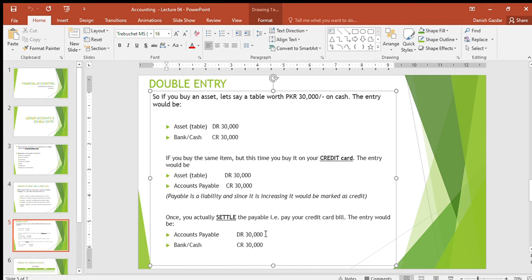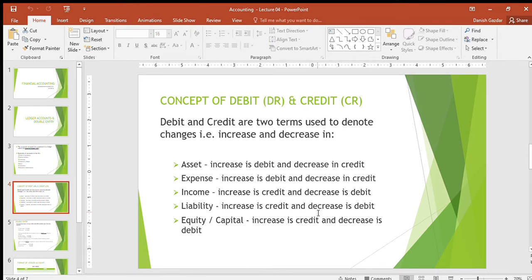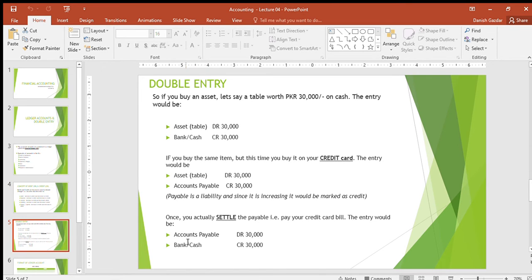Now once you actually settle the payable, that is pay the credit card bill, the entry would be accounts payable debit. Why? Because the liability is decreasing, and we studied that whenever the liability decreases, it is debit. And bank cash would be credited, because eventually you have to give the actual money at that time, so the cash needs to be credited. So you can take your time and understand this slide, and if you have any questions, please do mention in the comment section.